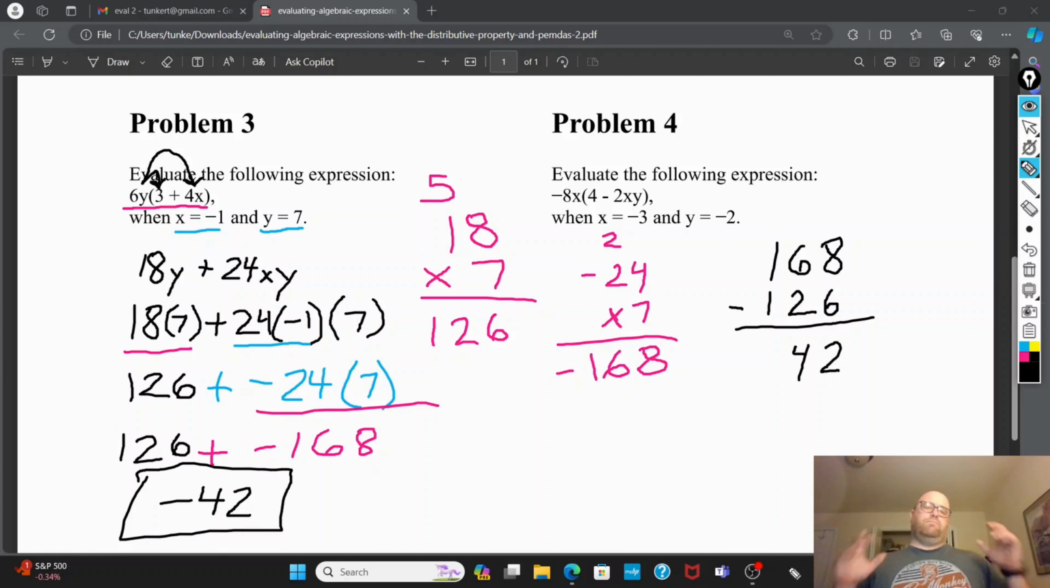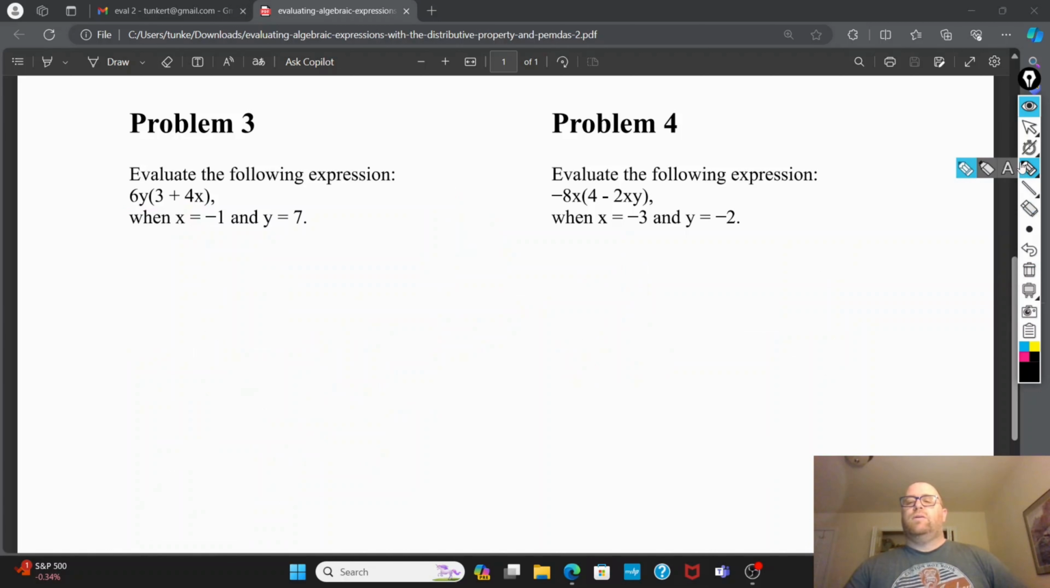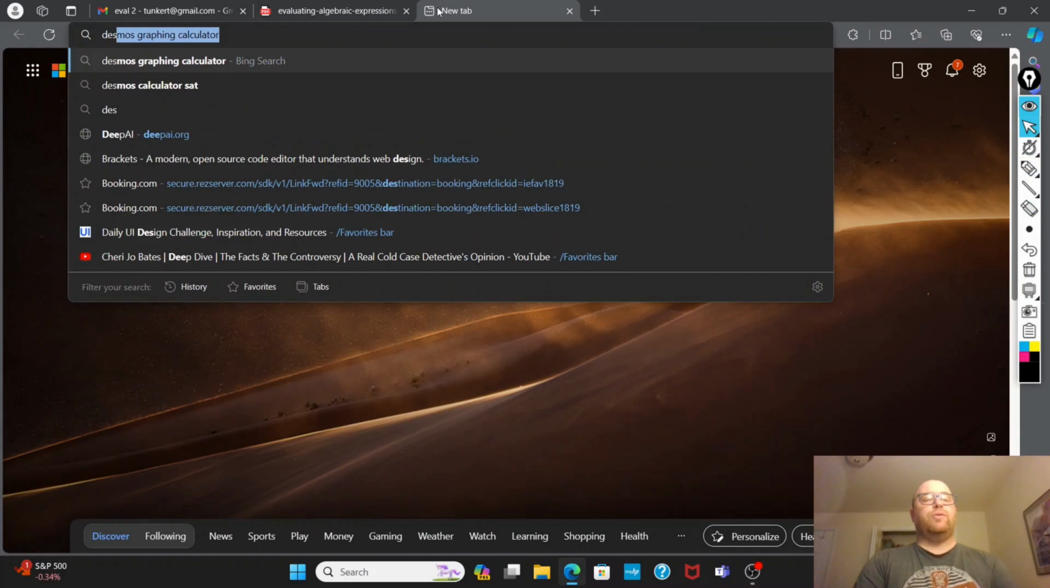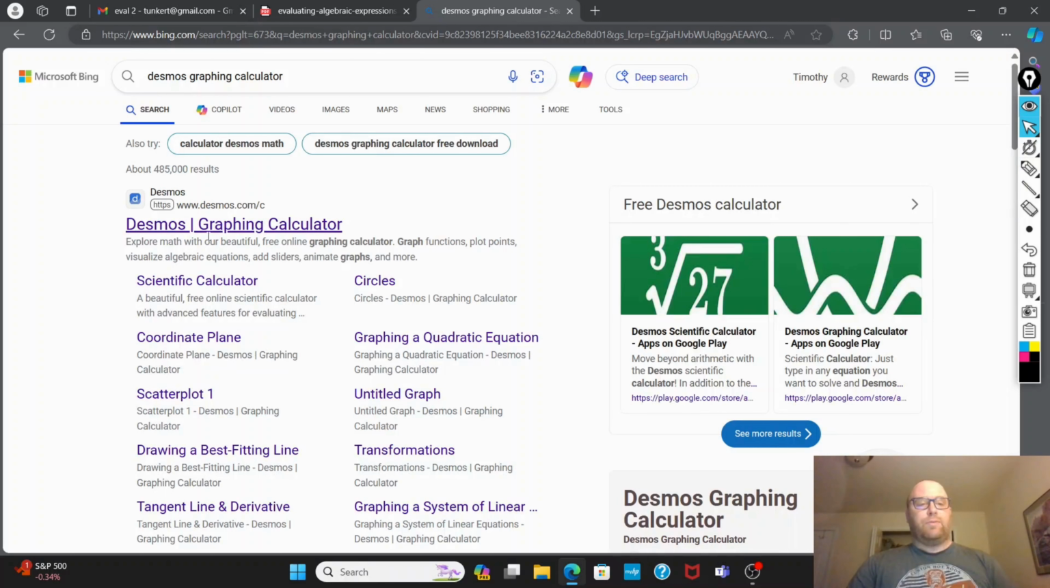Okay, so take a snapshot of that. Then I'm going to show you how to do it in Desmos. Okay, let's go and do it in Desmos. Desmos graphing calculator is what I'm going to look up.